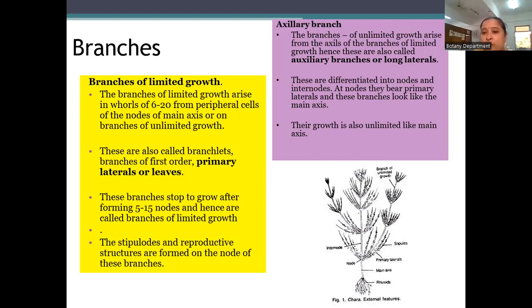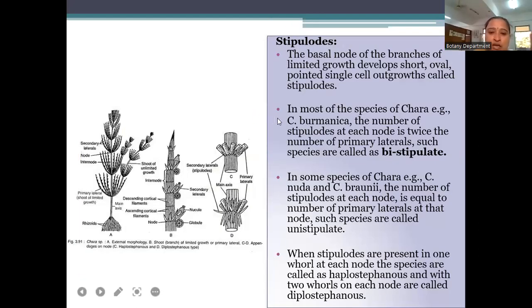At the nodes, they bear primary laterals. Where the node part is there, that is the bare primary laterals, and these branches look like the main axis. Their growth is also unlimited like the main axis. I can understand what is the main axis and what are the branches. Another one, the secondary laterals, I'll explain now in the limited growth. What are the secondary laterals? What are the stipulates? What are the bracts?